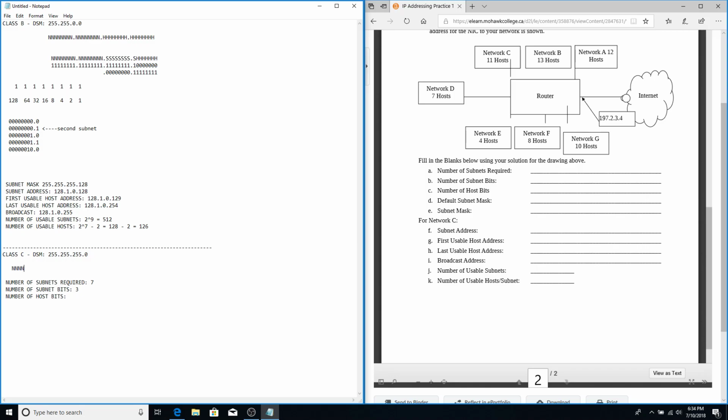So all the network bits, I can write these down, are in the first 3 octets. So 1, 2, 3, 4, 5, 6, 7, 8, for each of the 4 octets. So we only have 8 bits for the host bits.